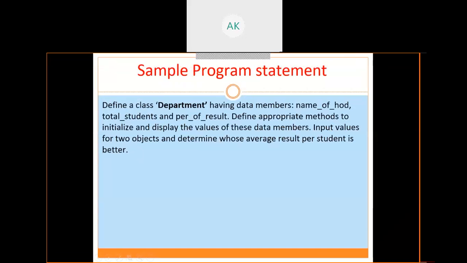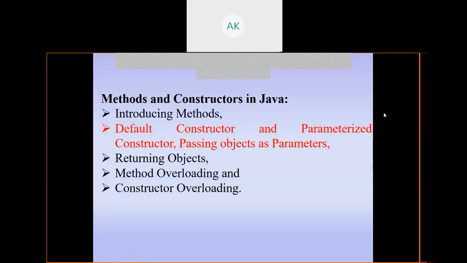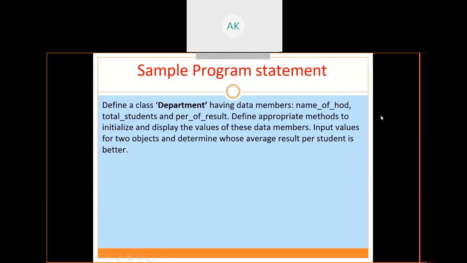The next topic which we are having, let's say a simple problem statement which has been given, shows what sort of question can be asked related to the methods and the classes. So here the example is: define a class department having data members as name of HOD, total students, and percentage of result, right? Define appropriate methods to initialize and display the values of these data members. Input the values for two objects and determine whose average result per student is better, right?